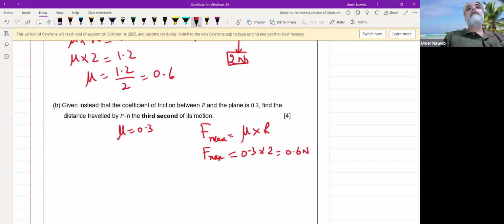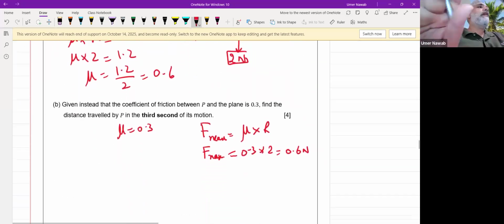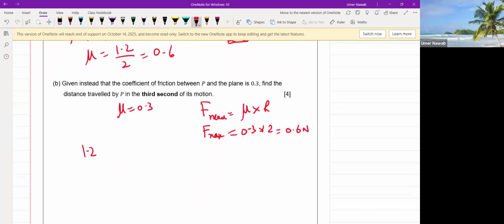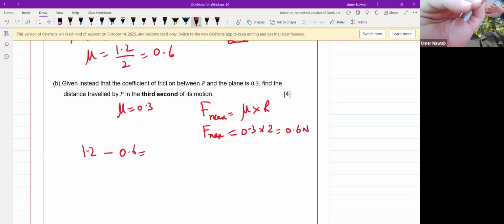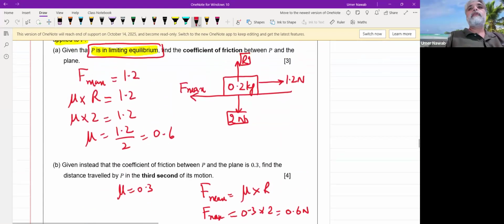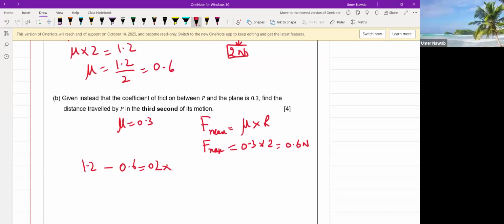Okay. Now, what is the net force acting on the body? I'm going to write 1.2 Newton, which I applied on the right-hand side, and on the left-hand side is 0.6 Newton. It is equal to how much? This is my net force. And this net force should be equal to MA. And the mass is equal to, let me check what is the mass, 0.2 times A. This leaves acceleration as 3 meters per second squared.